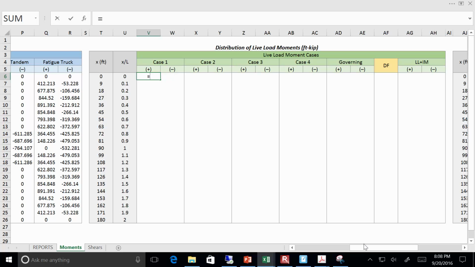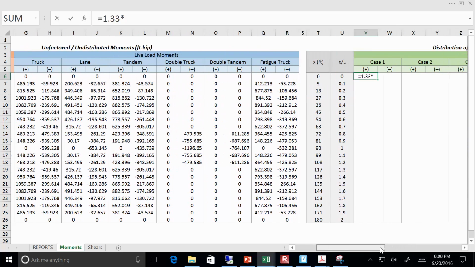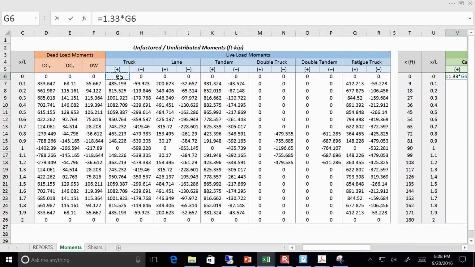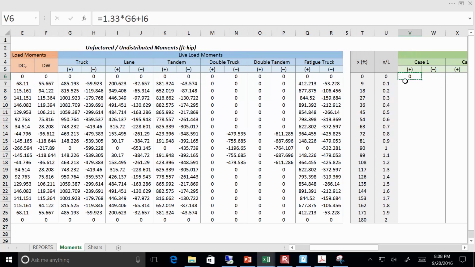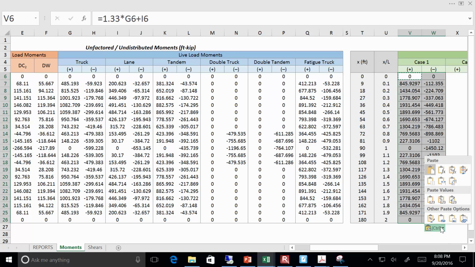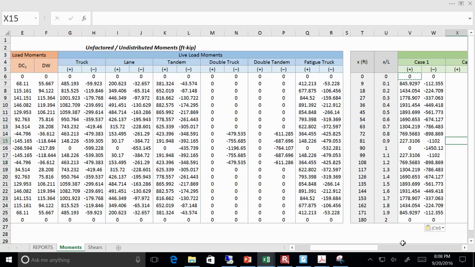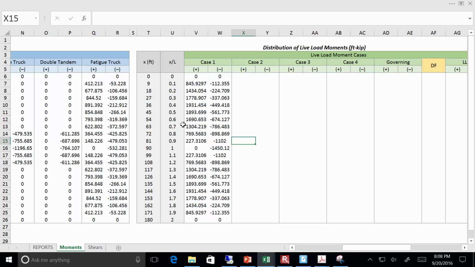I'm going to say equals 1.33 times, I'm going to scroll over here, 1.33 times the truck plus the lane. See how I did that? So I took that first value and I said 1.33 times the truck plus the lane. I'm going to hit enter. So that gives me a value. Obviously it's 0, but I'm going to copy and paste it all through here, and we'll just paste the formulas. If you notice, for each 10th point, in each cell, it's taking 1.33 times the truck plus the lane. Make sense?